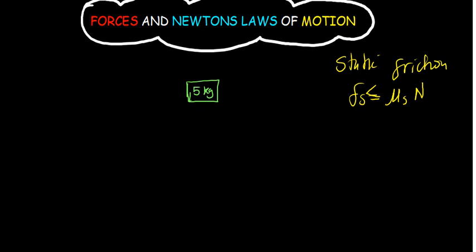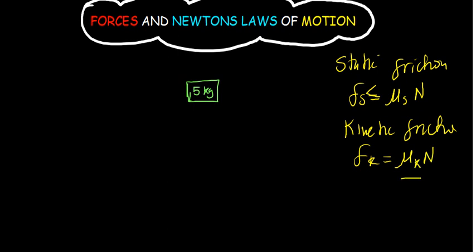Okay. And then you also have kinetic friction. Kinetic friction is given by mu k times normal force. This is the coefficient of kinetic friction. This is the coefficient of static friction.